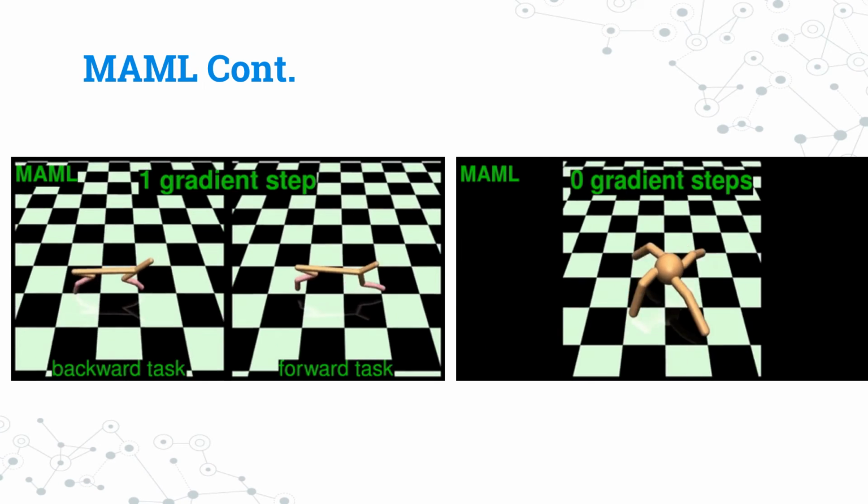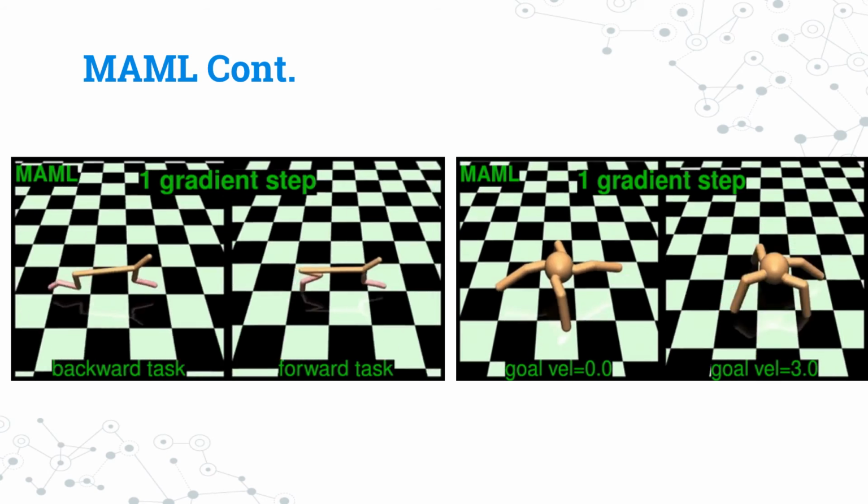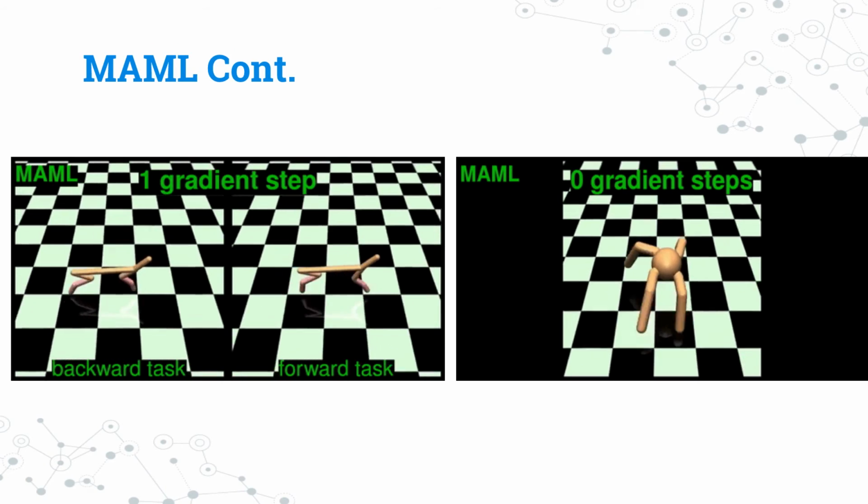So this is the idea of MAML: you can get to this state where with only, in this case, one gradient step, you've done really well on two different tasks.